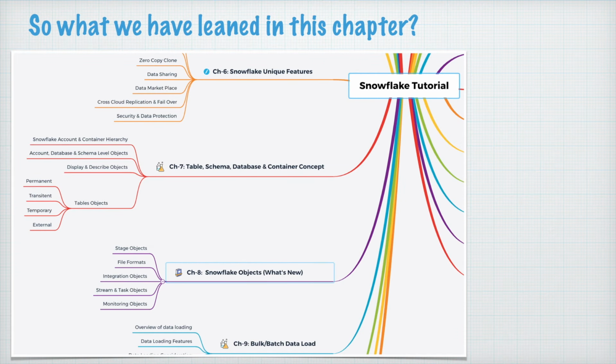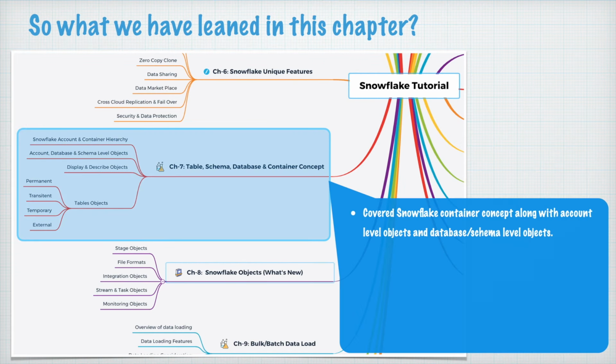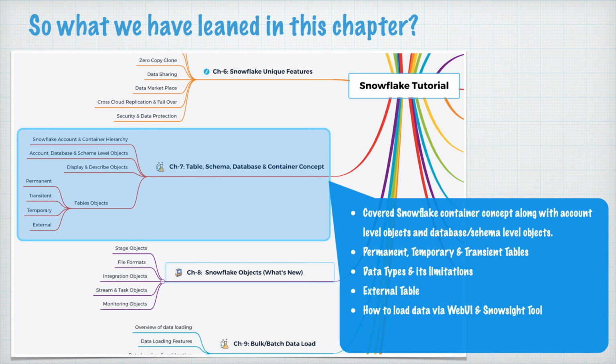So what we have learned in this chapter 7. We have covered the Snowflake container concept along with account level objects and database schema level objects. Permanent, temporary, and transient tables, we have briefly seen how the construct looks. Data types and their limitations. So we have understood the different limitations when you use describe table, get DDL, and how the data type is translated internally within Snowflake. We have seen briefly about the external table construct, how to load the data via web UI, what is the limitation of the SnowSQL tool, and how to describe database, schema, and table objects.